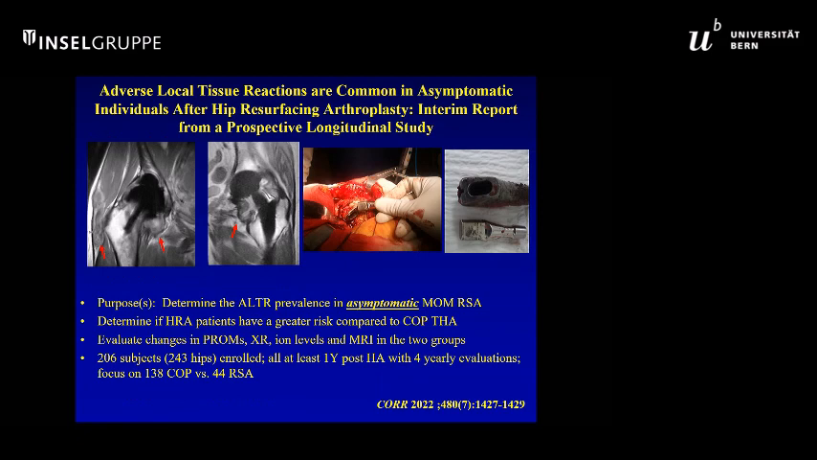Then we asked, what about high-functioning hips? So this is a prospective longitudinal study of patients that love their hips, and we looked at resurfacing arthroplasty versus metal on poly and ceramic on poly as a control. So these are asymptomatic high-functioning hips.